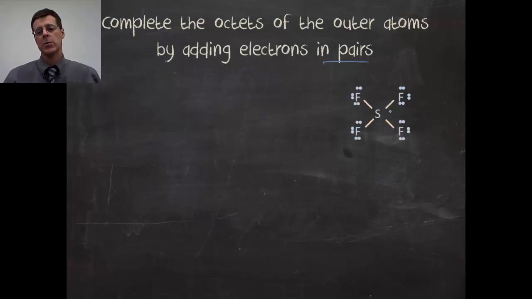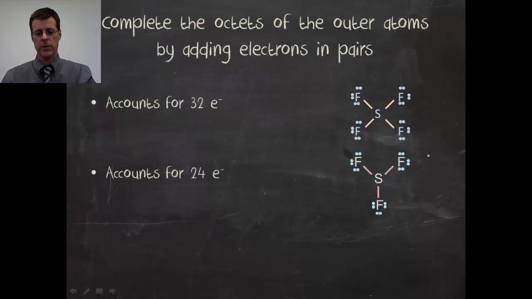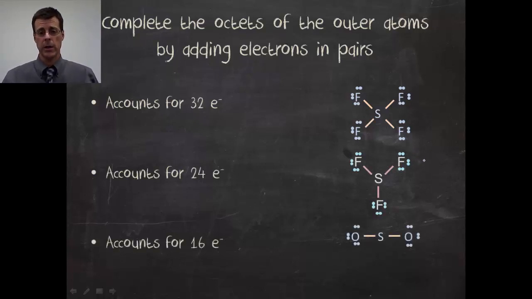Okay, so for this one, I complete the octets of the fluorine. So 2 electrons in the bond, 2 in a pair, 2 in a pair, 2 in a pair. This now has 8 electrons, and I do that for each one. That now counts for 32 electrons out of my total count. Doing that for the other ones, 24 for my total count, and this one 16 from the total count. Now in each one I've got electrons still to put on there, so next step.